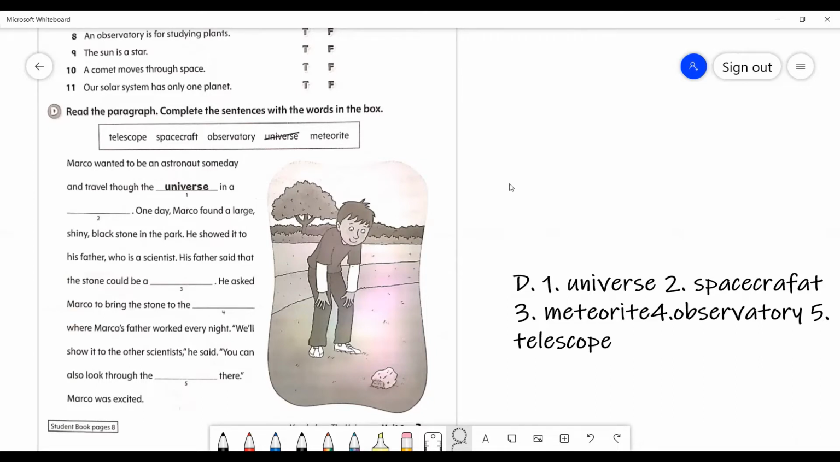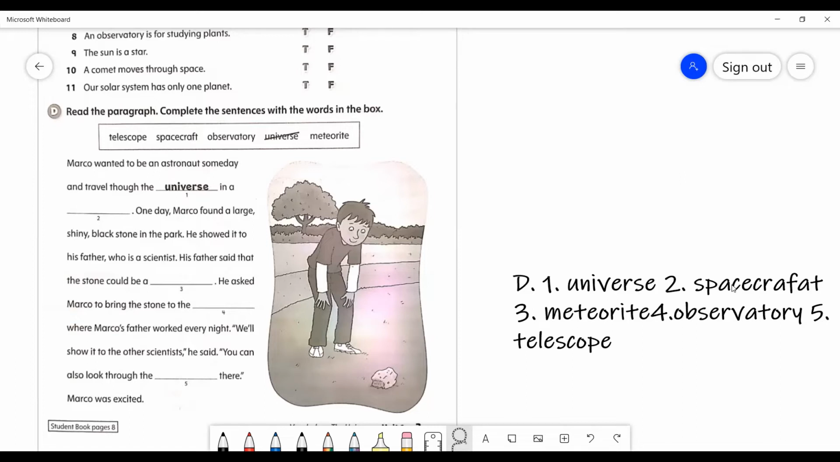Marco wanted to be an astronaut someday and travel through the universe. This universe is the word given already. And travel through the universe in a dash. Spacecraft. Number 2, we will write spacecraft. Someday, Marco found a large, shiny black stone in the park.